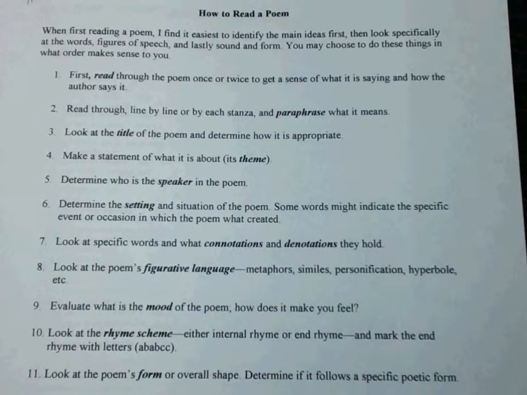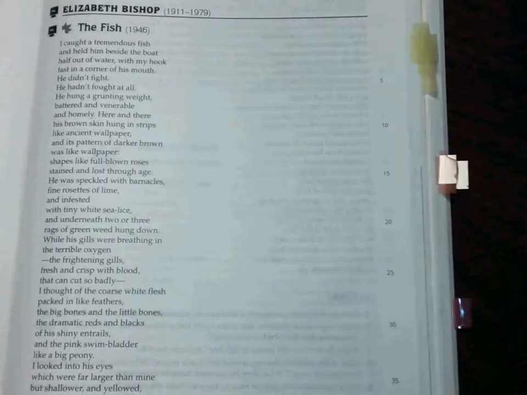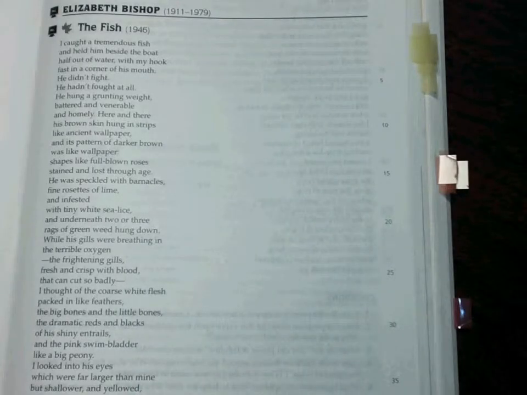And then you can also look at the form. Look at the rhyme scheme. Does it have an internal rhyme scheme? Does it have an end rhyme? Does it have assonance or consonance? Does it have a specific form that it's following? Is it a sonnet or a haiku, etc.? So determine whether it's following any specific form or rhyme scheme.